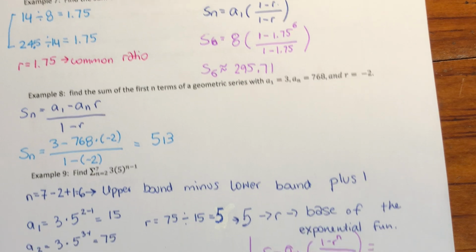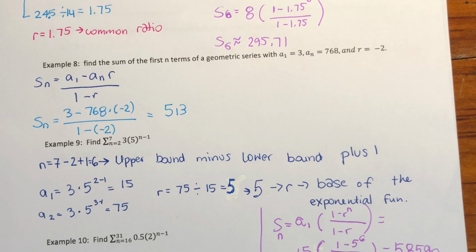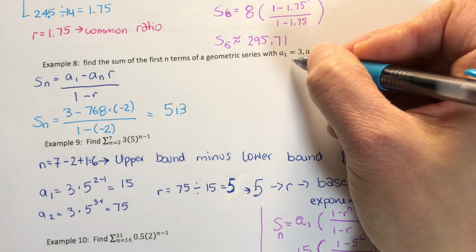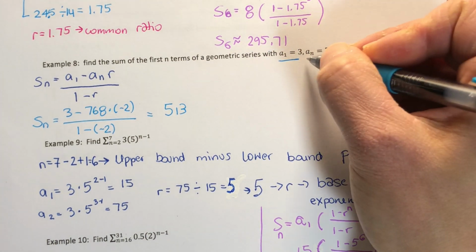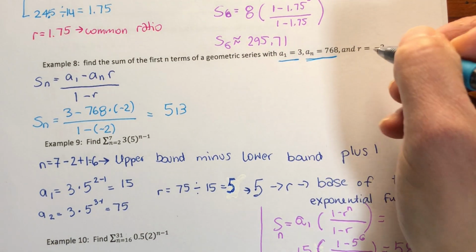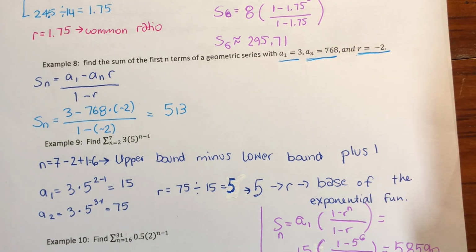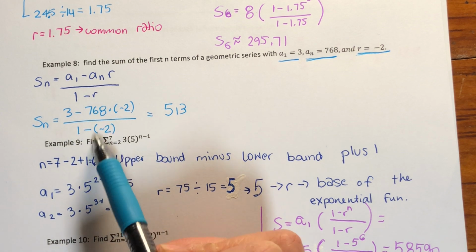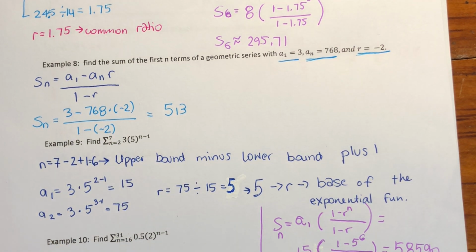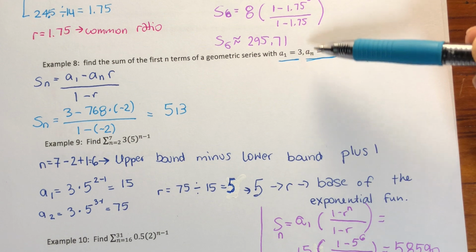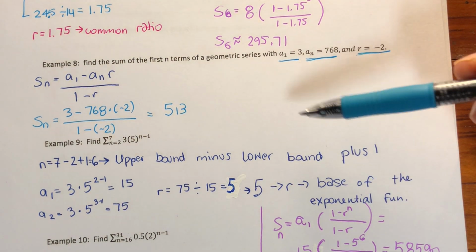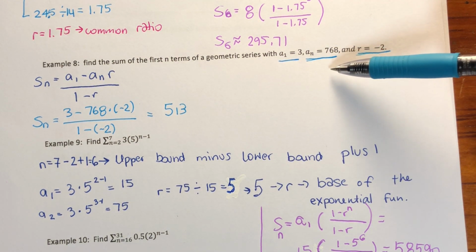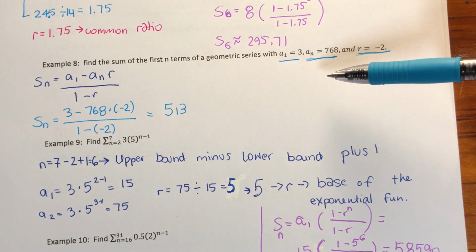The second example uses the other formula. So notice what is given here. I have the first term, I know the nth term, and I do know the r. So I plugged in my numbers, put it into the calculator, and done. And the question here would be, well, could I use the other formula? Maybe you could figure it out, but it would be the longer way because we do not know how many terms there is in this series.